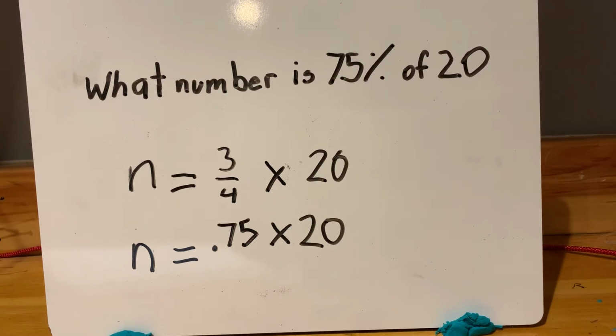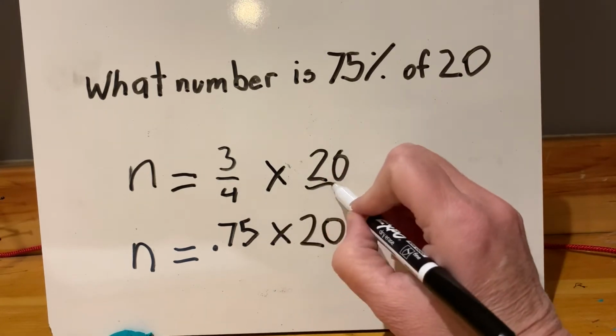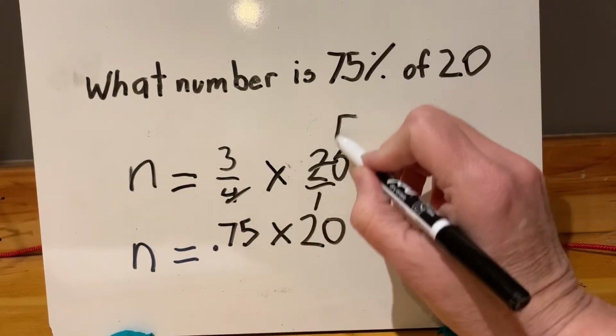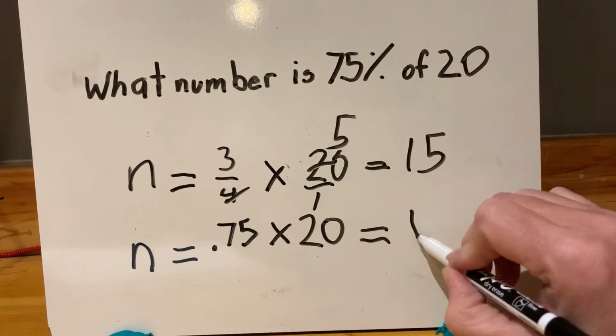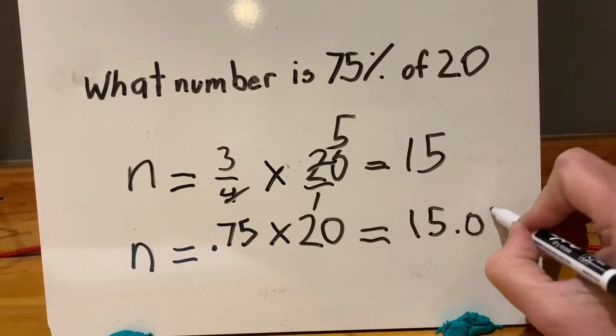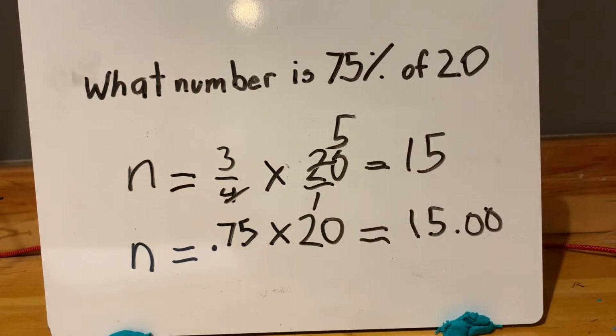Now I'm showing both the fraction and the decimal form. Often one form is easier to calculate than the other form, but either way, when we do this, we will find that they both equal 15. So that shows us that 75% of 20 is 15.